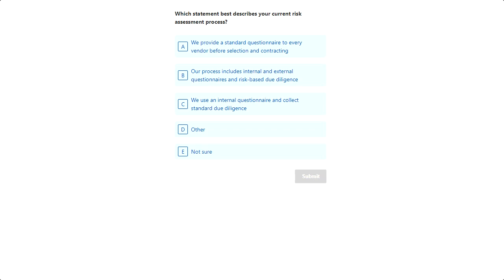Other or not sure? Christine, we have some time now to answer a question from the audience. And this question is, should senior management be involved in reviewing vendor risk assessments? I would say that there should be some level of senior management involvement if the risk assessment is on a critical or high-risk vendor. One of senior management's responsibilities should be reviewing and approving critical and high-risk vendors.